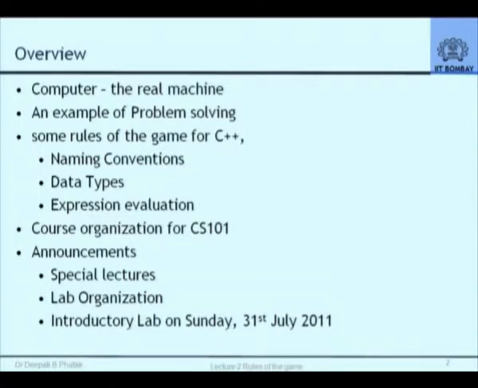The meat of the lecture today will consist of rules that we need to follow while writing C++ programs. These will include the naming conventions. These will include the various data types, or the different types of values that we can represent in C++. And finally, the way numerical expressions are evaluated in C++.